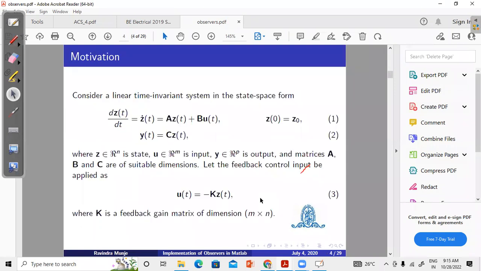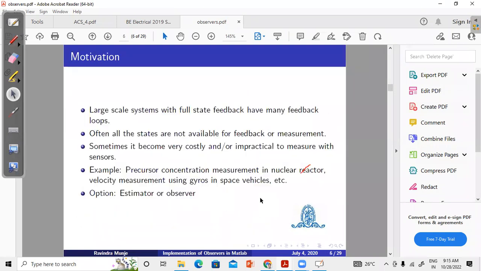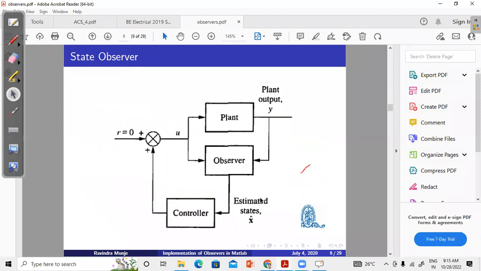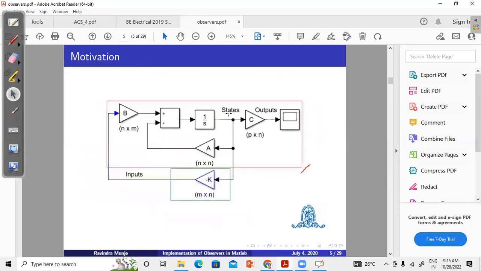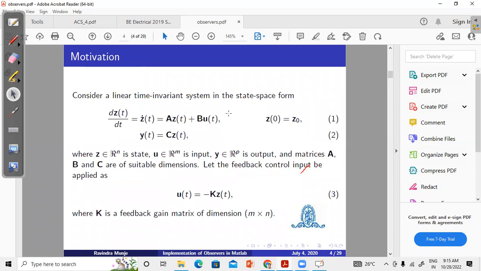So here you can see this is a process system, a DC motor suppose, and here we are getting some outputs, but some of the outputs are not measurable. We cannot measure them. So we observe them or we estimate them and then we give it to the controller, and then the controller is given to the system. This is what is shown over here.